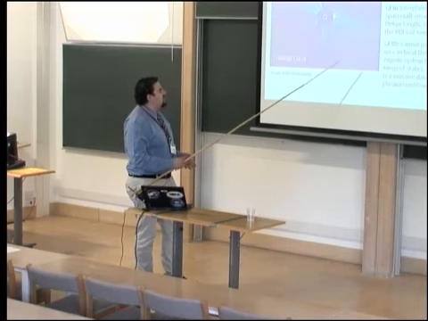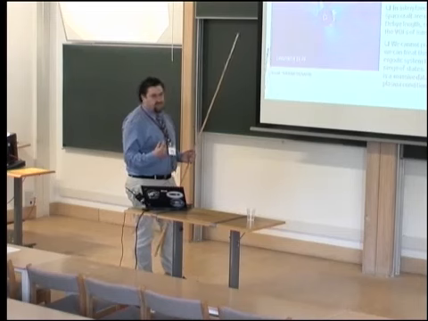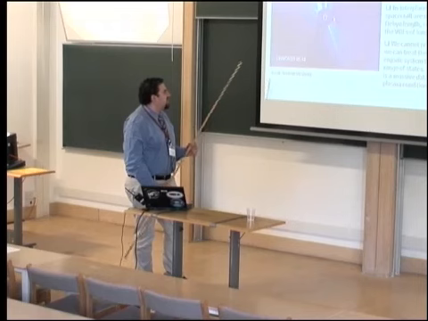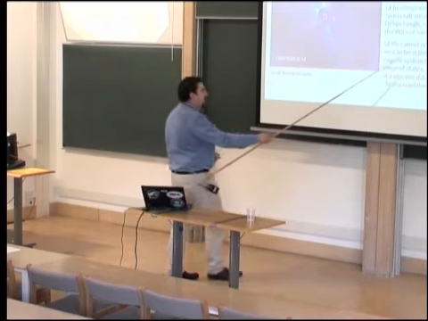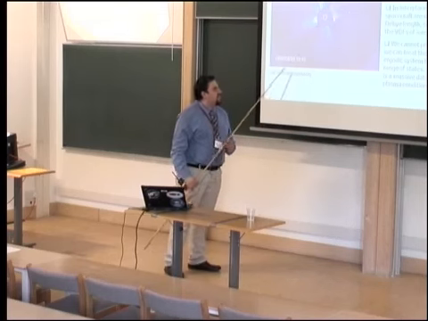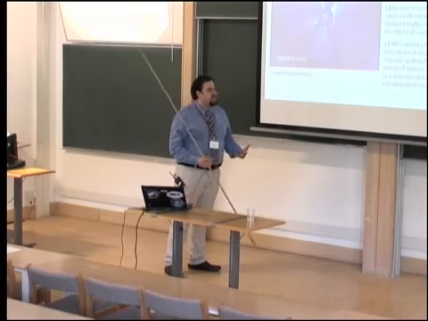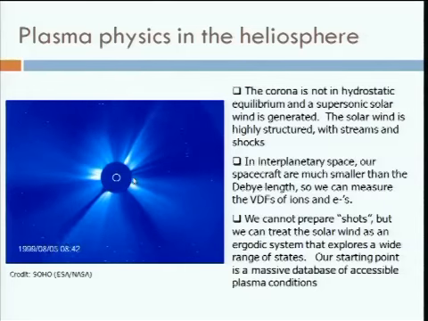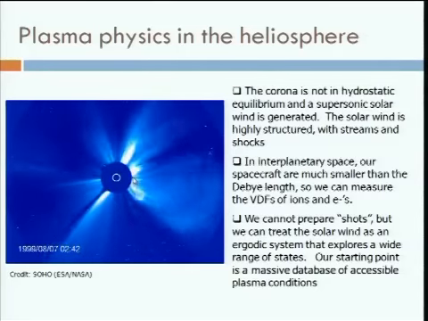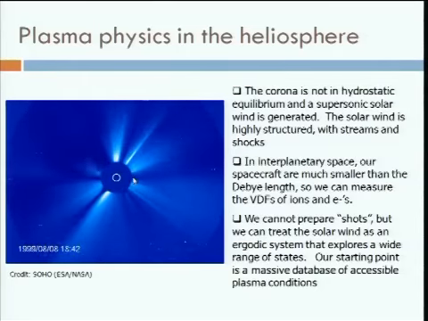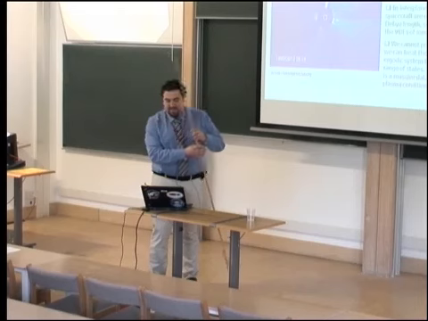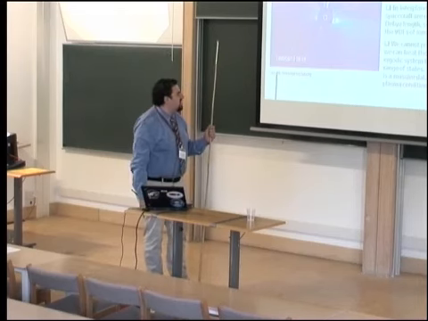Now in interplanetary space, our spacecraft are a lot smaller than the Debye length, and that's why our ion instruments are able to measure the velocity distribution function so well. We can't prepare shots the same way you guys do. But what I like to do is think of the solar wind as kind of an ergodic system, where if I can get some instruments up there and just wait long enough, it's going to eventually explore all the possible configurations that it can. Now, it's not a truly ergodic system, in that some irreversible stuff happens if you happen to venture into particular ranges in phase space, and I'll be showing you some of that.